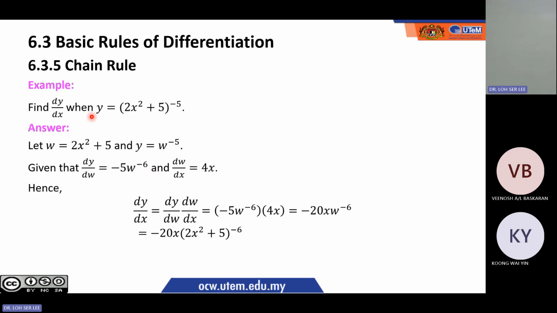Because this is y, y equals to a function in x. So your answer should be a function in x. So w is this one, 2x squared plus 5. You just substitute this back into w, then you will get this.